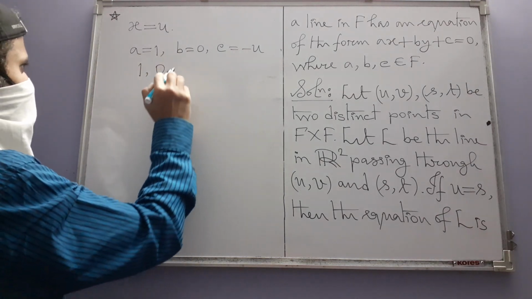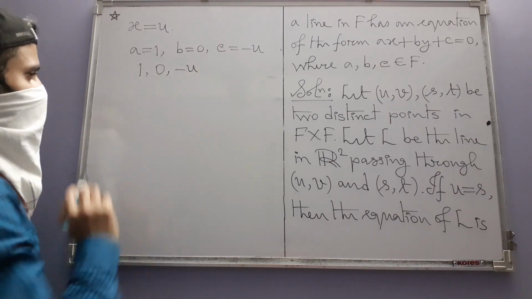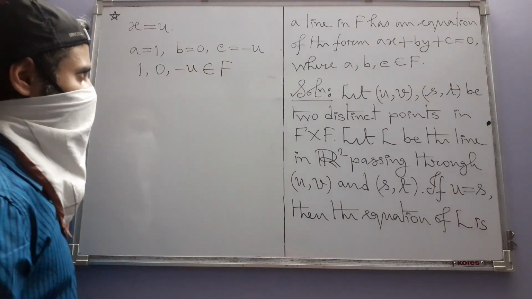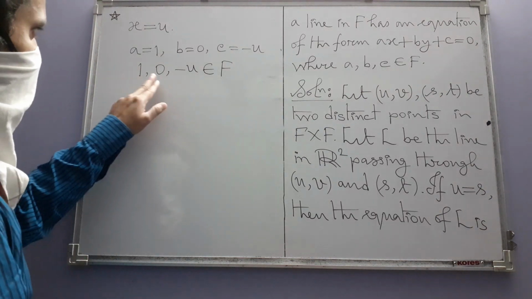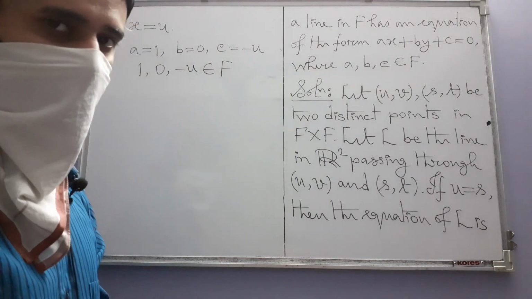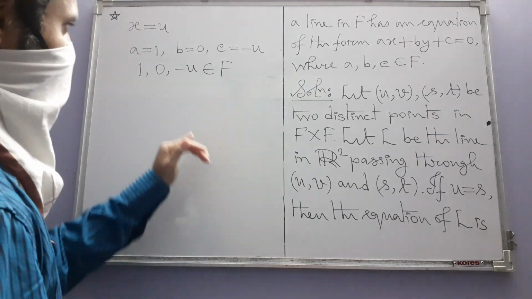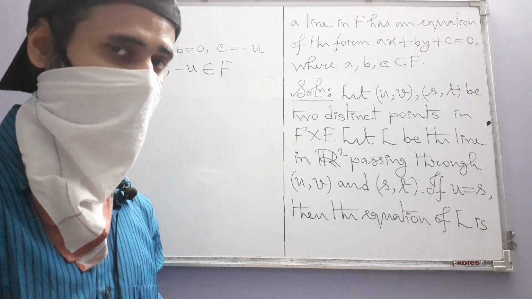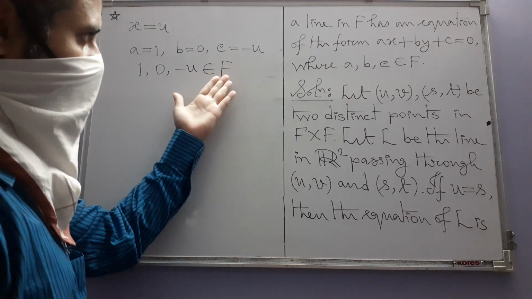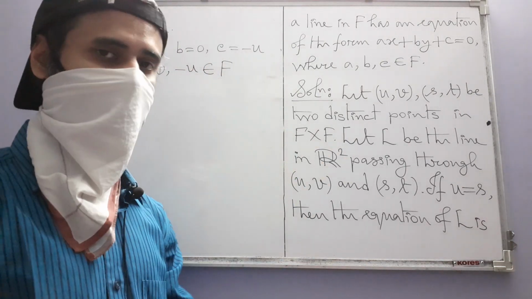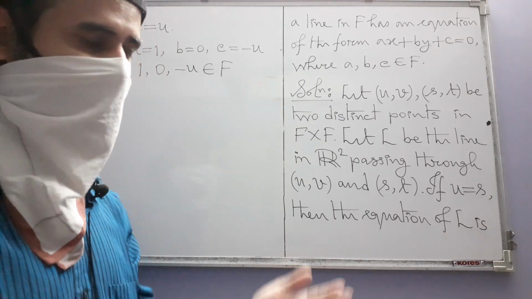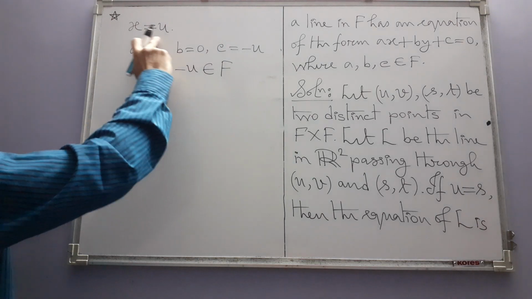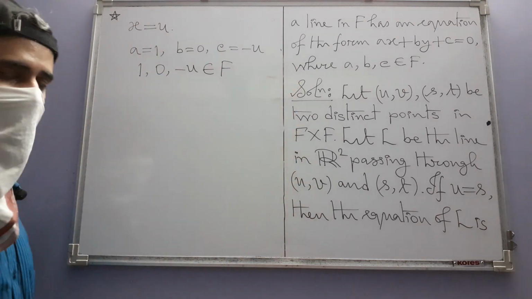these real numbers, do they belong to F? Yes, 1 and 0 of course belong to F because F is a field. Minus u belongs to F because u belongs to F, and again because F is a field, F contains the additive inverse of every element. So if u is there, then minus u is also there. So that's why in this special case the claim is true.